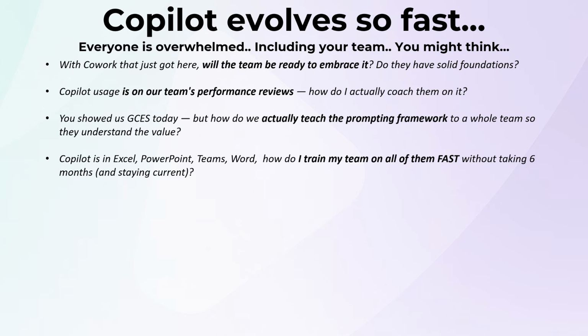And as I showed you at the beginning, Copilot is in Excel, PowerPoint, Teams, and Word. How do I train my team on all of them, and fast, without taking 6 months and staying current? And I think that's the hardest part right now with all this AI thing. It's crazy. And how do we actually create agents for our team? You might be like, oh, agents, but you don't even have time to document yourself and follow what's going on in the agent world.